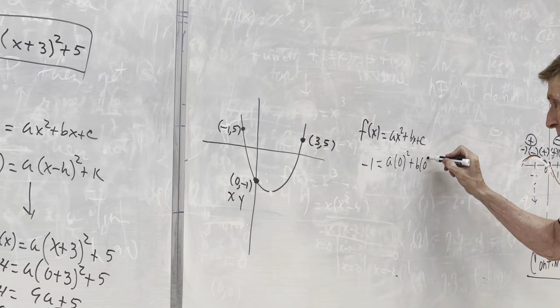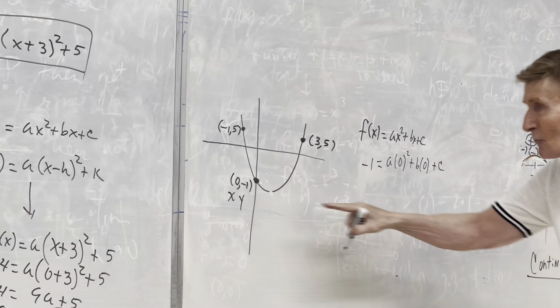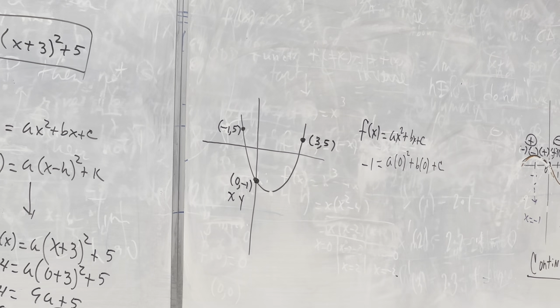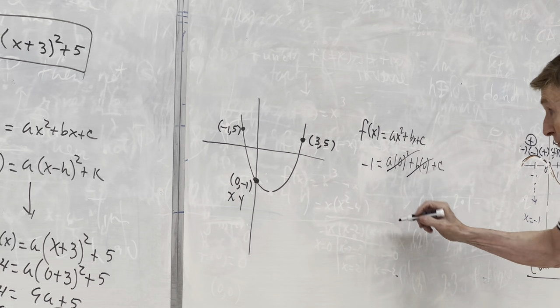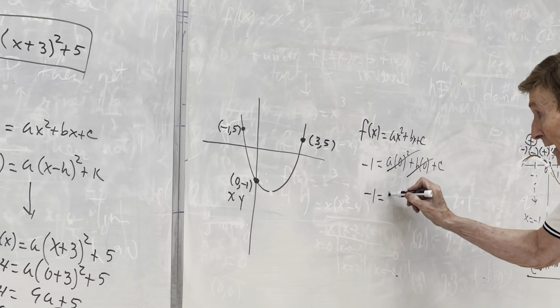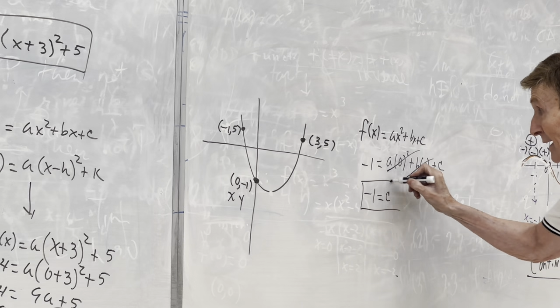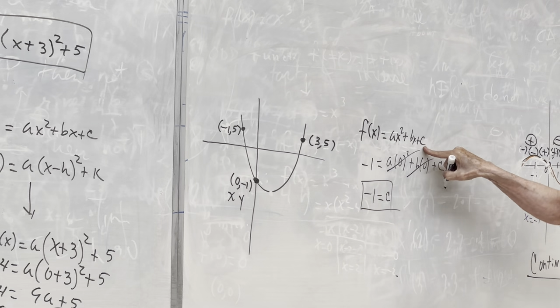She's telling me, Professor, it just comes down to that. That right there means this. You guys agree? Replace the x's by 0, and on the other side, the y should be -1. That's what that point represents. Thank goodness. Bella, thank you. That drops out. She says you have immediately found C.